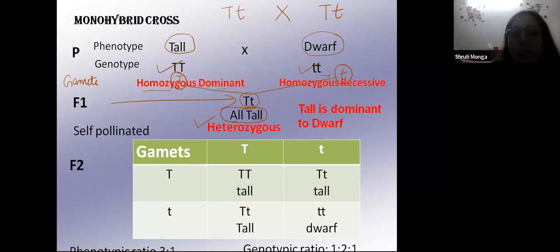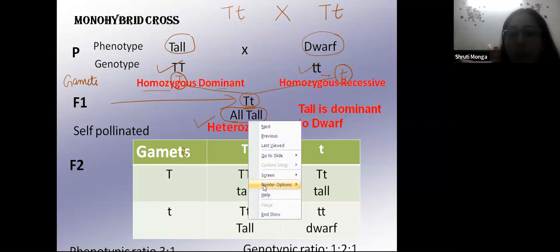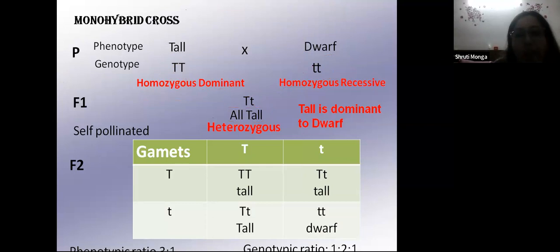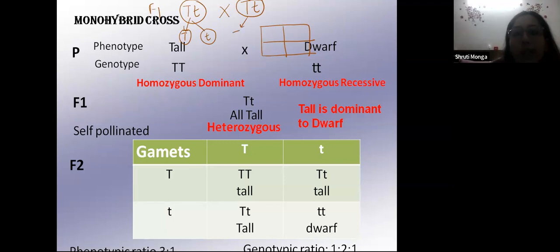What will be the gametes? Sorry, the spelling of gametes here is wrong. After T, E will come. I am talking about the F1 generation. I'll just erase, sorry, F2 generation. So the F1 generation which we have received is capital T, small t. This is the F1 generation. Now they are crossed with the same generation. Now gamete formation will take place. So let's take out the gametes. Capital T will give one gamete, capital T, and small t. It will also give capital T and small t.